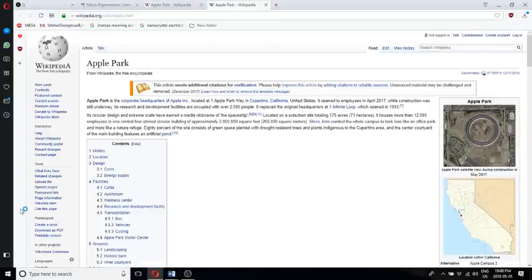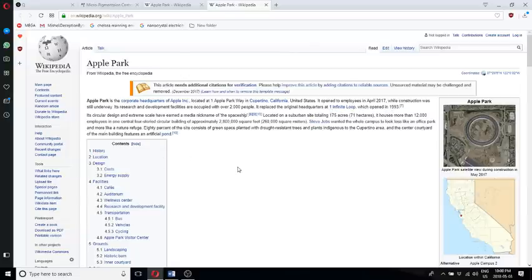And maybe all of you know, especially some of you people that live in California, but I didn't. It actually is the Apple headquarters. They took possession of this, or it opened to employees, in April 2017. So it's roughly been open a year. Its research and development facilities are occupied with over 2,000 people. It replaced the original headquarters at One Infinite Loop, which opened in 1993.